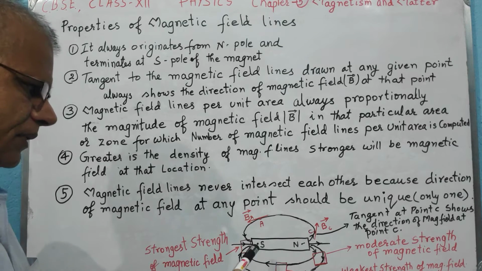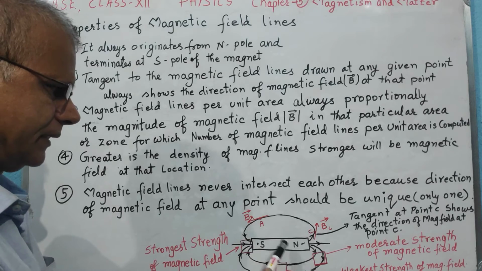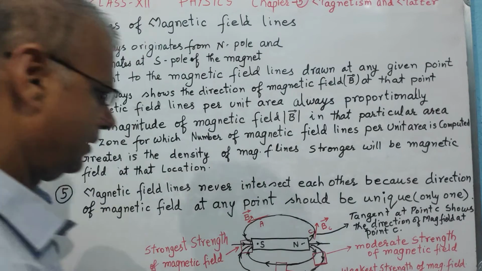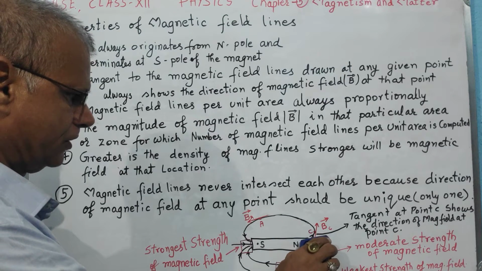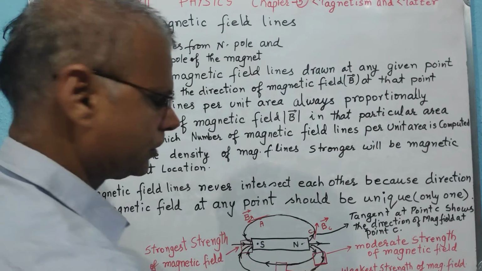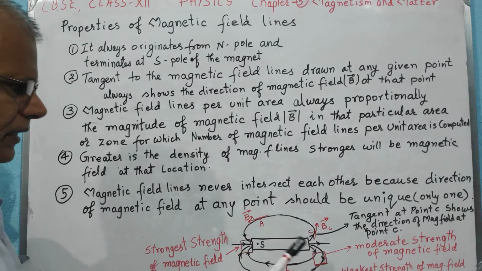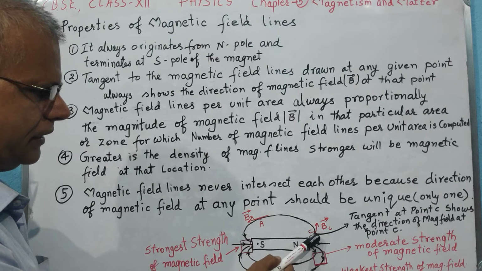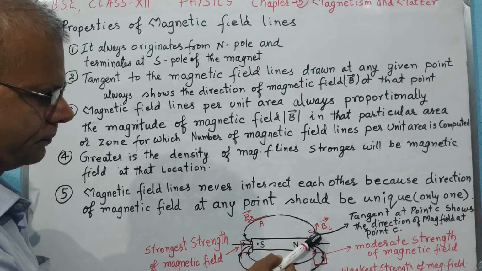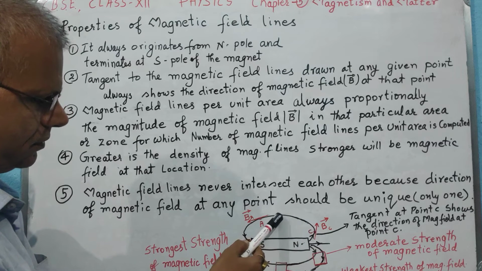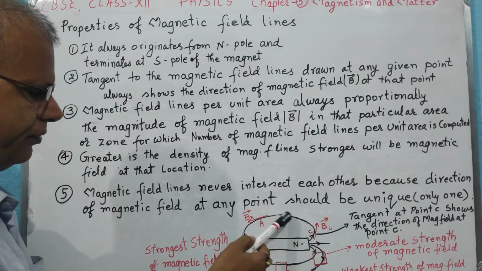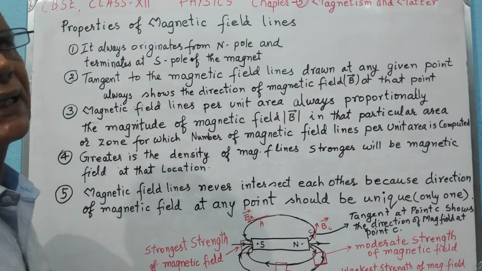Say for example, if we have a bar magnet, and the N represents the north pole and S represents the south pole of the magnet, and if a north pole is placed over there, then that will tend to move along the direction as shown by this line, and so therefore this line is called magnetic field lines.